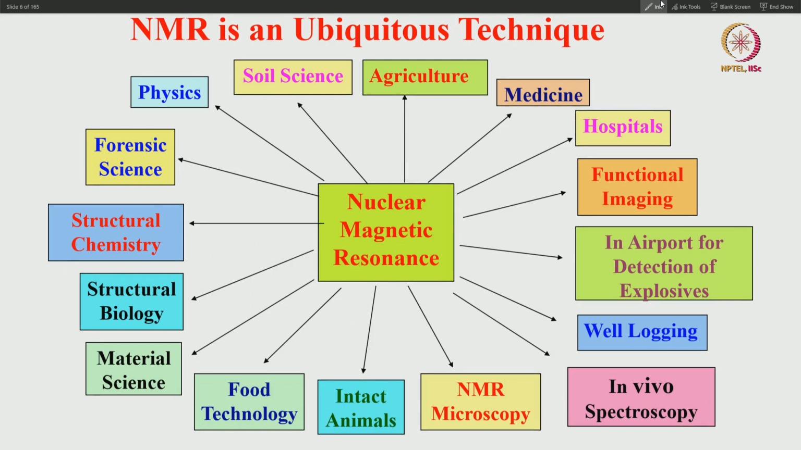Okay, let us start with the fundamental thing: what NMR will do. Of course, NMR is a ubiquitous technique. You can see NMR spectroscopy applied in various branches of science, starting from physics, soil science, agriculture, medicine, hospitals, functional imaging, and in unconventional applications like airports for detection of explosives, and well logging. You can study NMR microscopy, food technology, structural biology, material science, a lot of areas.